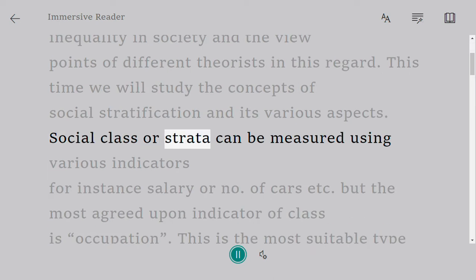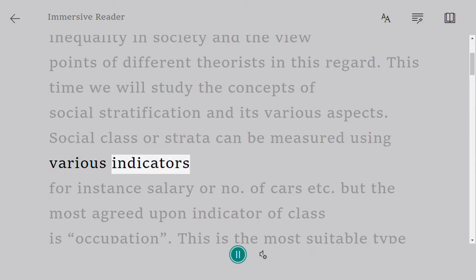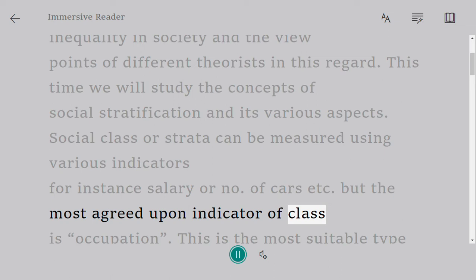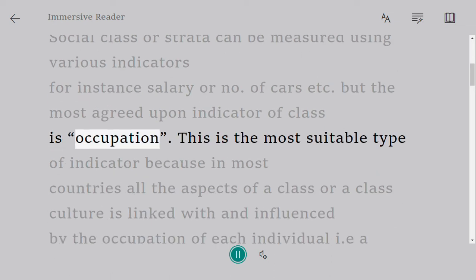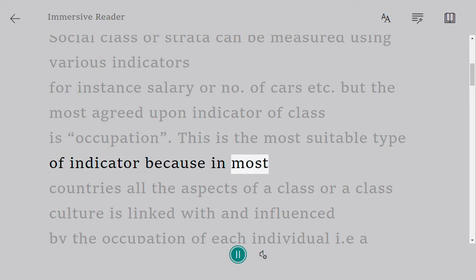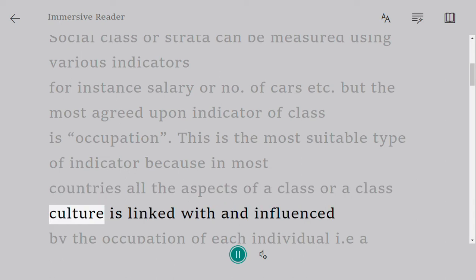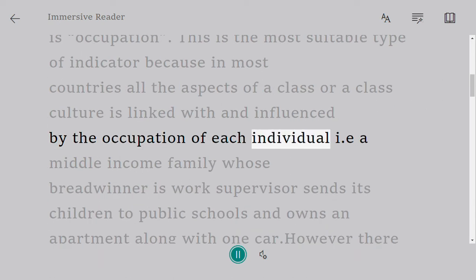Social class or strata can be measured using various indicators. For instance, salary or number of cars, etc., but the most agreed upon indicator of class is occupation. This is the most suitable type of indicator because in most countries all the aspects of a class or a class culture is linked with and influenced by the occupation of each individual, i.e.